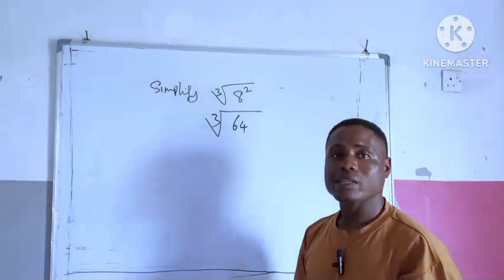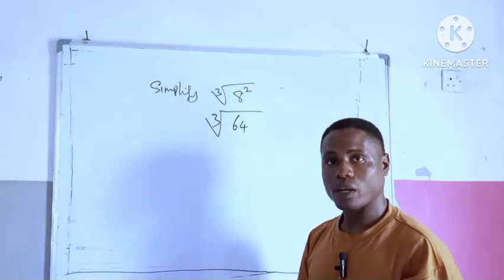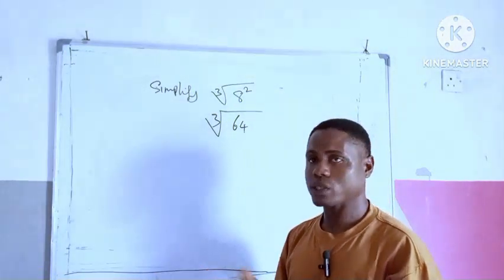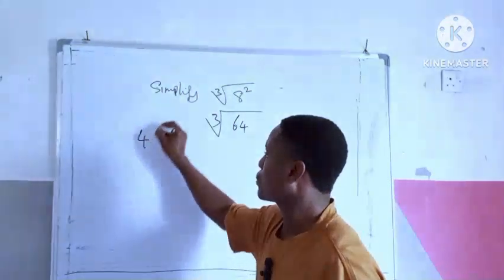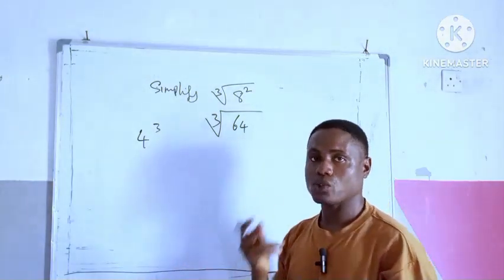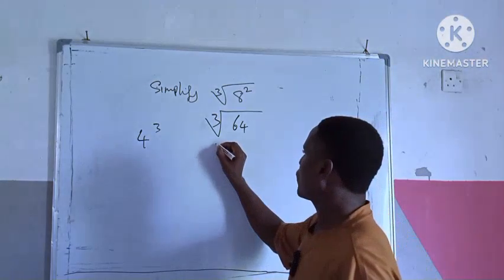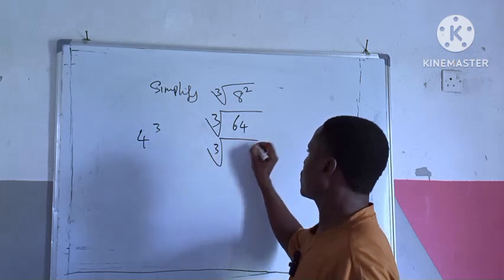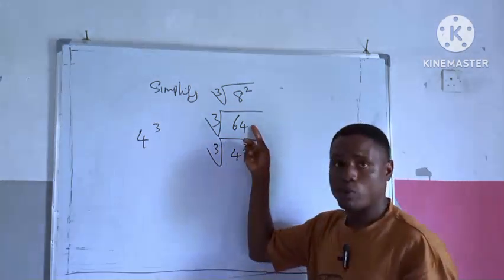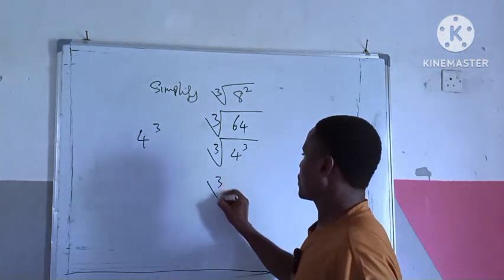So the next step is to write down the index form of 64. The index form of 64 is 4 raised to power 3. 4 raised to power 3 means 4 times 4 times 4, which will give us 64. Okay, so we have cube root 4 raised to power 3. So 4 raised to power 3 is the index form of 64, and we can write it in this form. It's still the same thing.